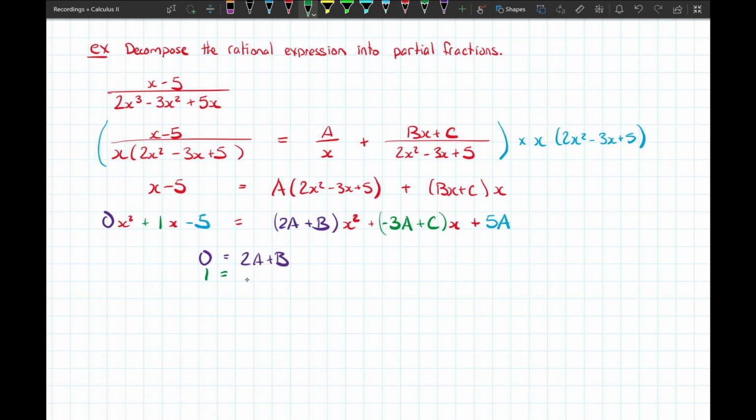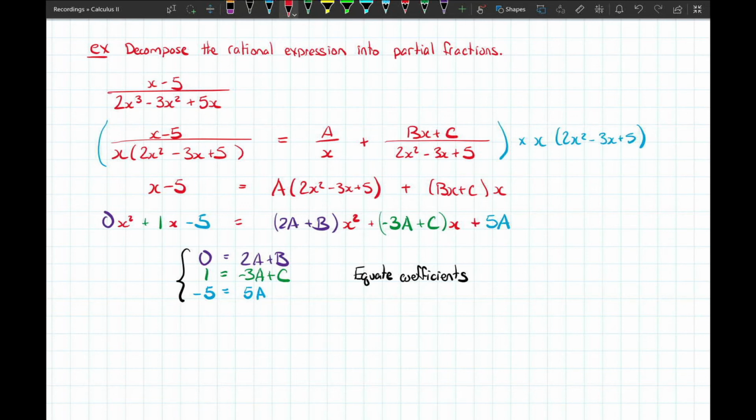But on the right-hand side, I have negative 3a plus c as my coefficient of x. So those must be equal as well. And then constants, well, I have minus 5 on one side of the equation, and I have 5a on the other side of the equation, and those must be equal to each other as well. Since this is going to be the decomposition of that rational expression, no matter what x is, these coefficients must match. So this first method I'll call equating coefficients.